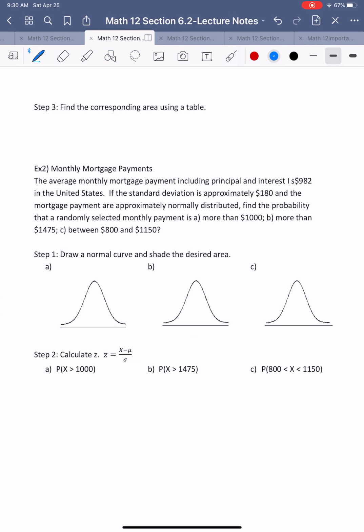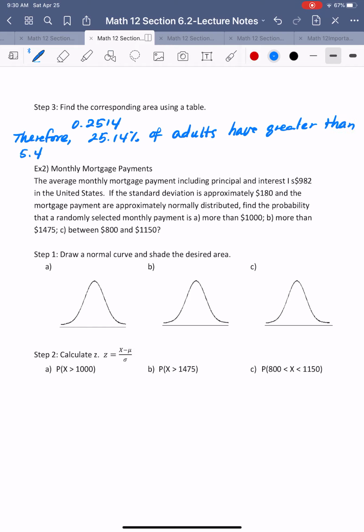All right, let's look at step 3. We have to conclude with this. So find the corresponding area, which was 0.2514, which we can say as: therefore, 25.14% of the adults have greater than 5.4 liters of blood in their bloodstream.